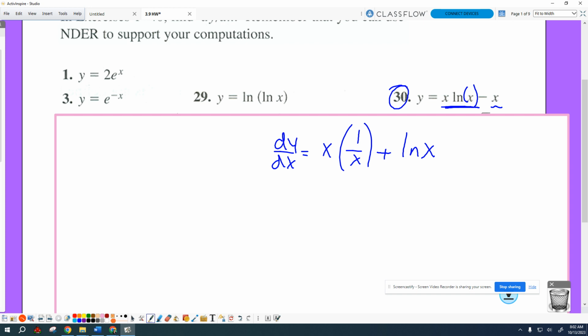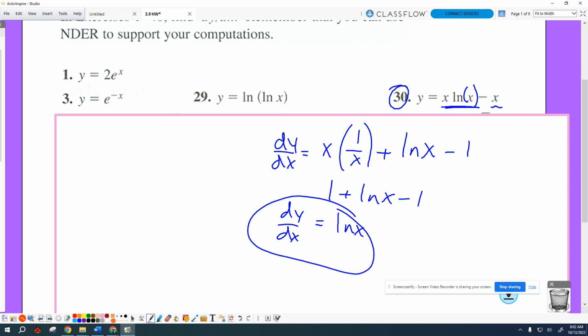And now the derivative of negative x, minus 1. So this is 1 plus natural log of x minus 1.